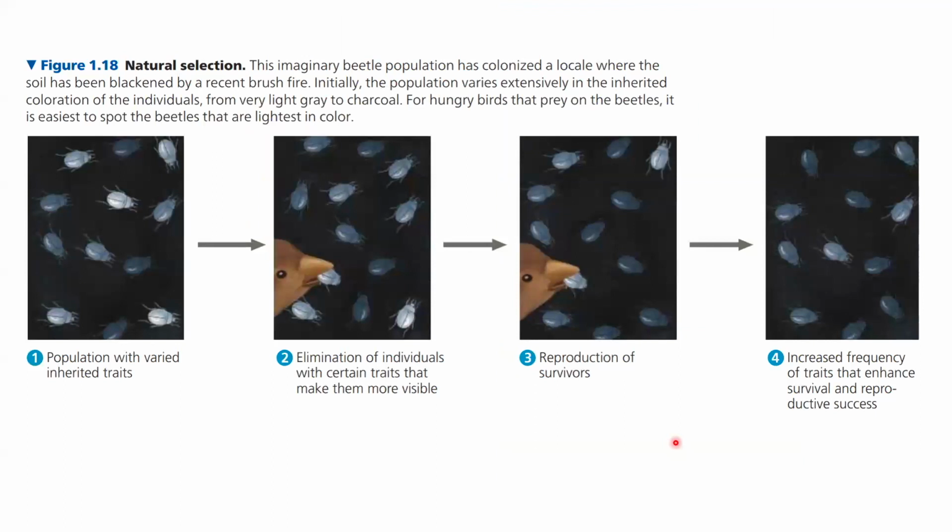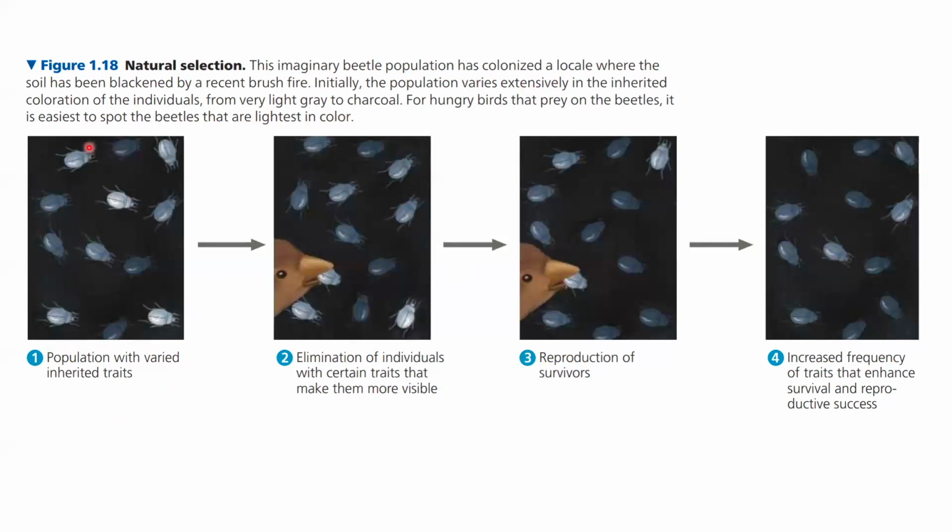This is the overall process of natural selection, and this is figure 1.18 from the book. So they're showing here a population with varied inherited traits. Their example is an imaginary beetle population that has colonized a locale, a specific location, where the soil has been blackened by a recent brush fire. Initially, the population varies extensively in the inherited coloration of the individuals, from very light gray to charcoal. For hungry birds that prey on the beetles, it is easiest to spot the beetles that are lightest in color.